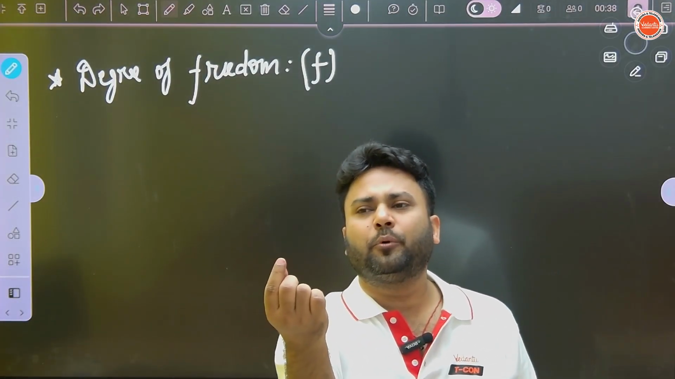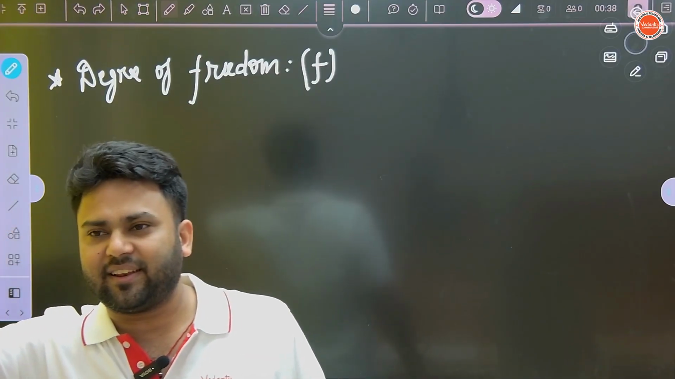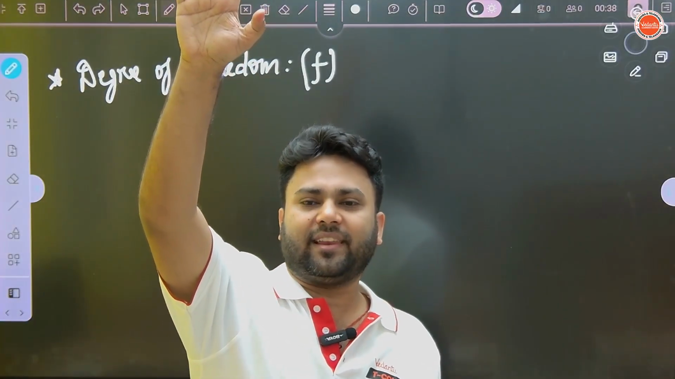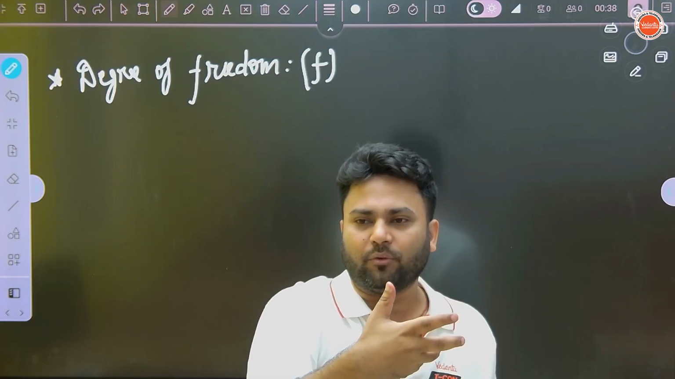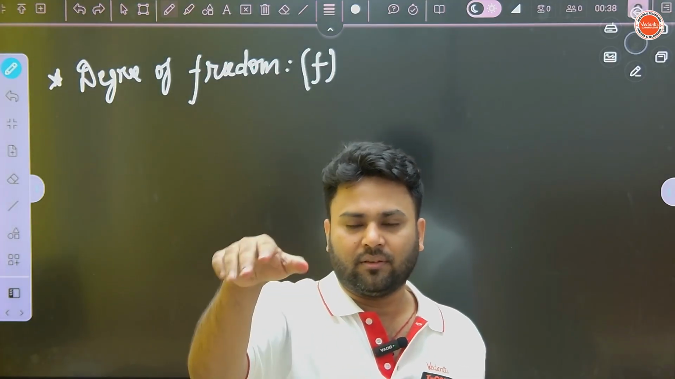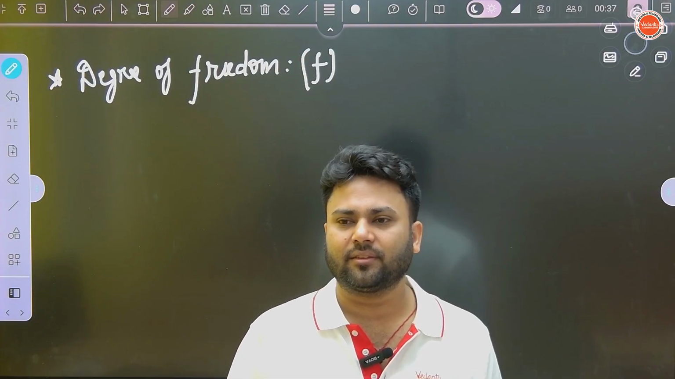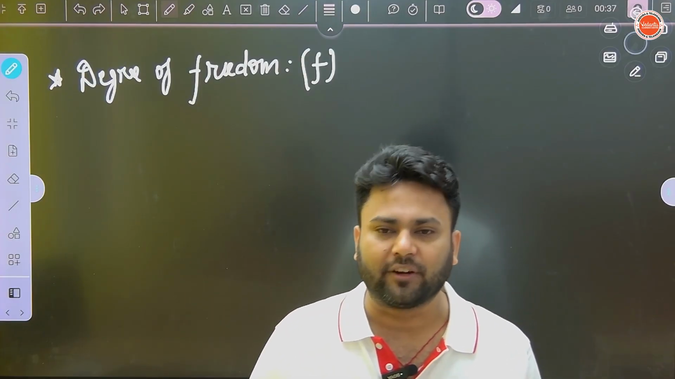If I put one butterfly here, it can move in the x direction, the y direction, and the z direction also. So the number of independent ways in which it can move is 3 ways. Correct? So degree of freedom 3. We can think like this. Similarly, for a gas molecule, how it can move gives us the degree of freedom.